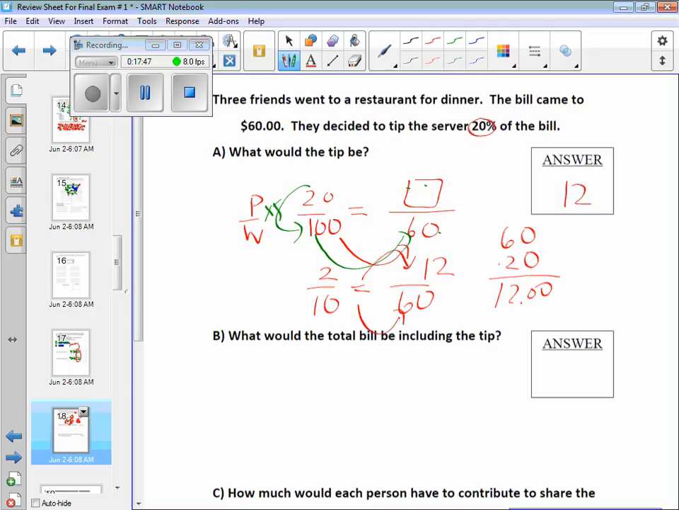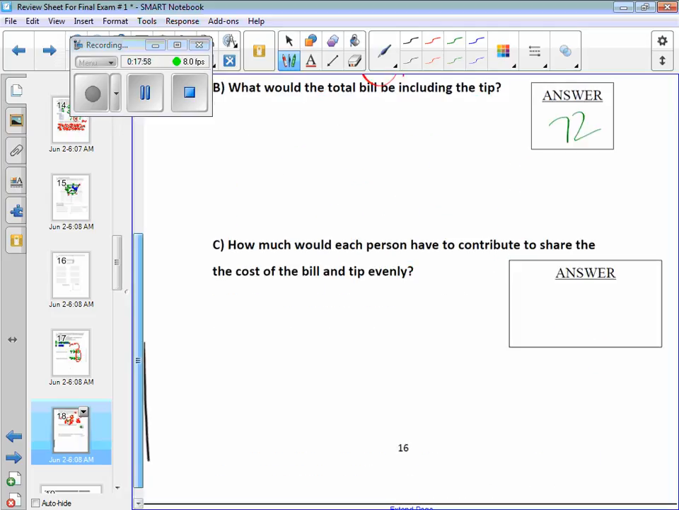Take your 12, add it to the amount of the meal to get the total amount, 72. And then you have to split it up with 3 friends. 72 divided by 3, 24 bucks. That's a bingo.